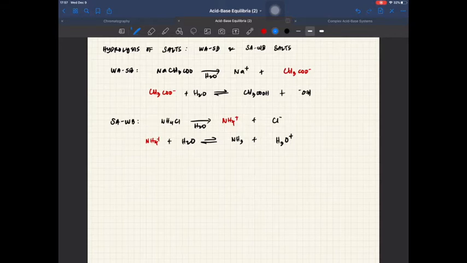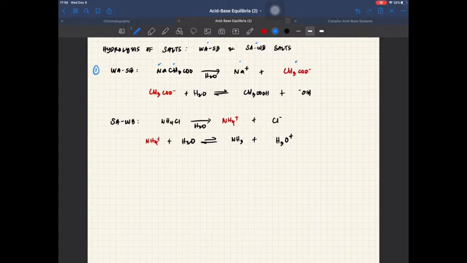Hydrolysis of salts is only applicable for salts of weak acids and strong bases, or salts of strong acids and weak bases. Let's have the following examples. The first scenario here is a salt of a weak acid and a strong base. The weak acid is acetic acid and the strong base is sodium hydroxide. Since these are salts, they are ionized completely. Upon ionization in water, what is produced is sodium ion and acetate ion.